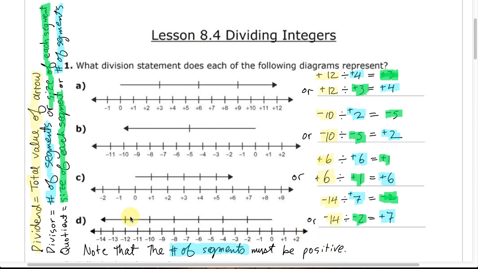So for that reason, this model starts to break down a little bit when you try to take a look at a positive divided by a negative. Because a positive divided by a negative is going to be a negative, and so both the number of segments and the size of each segment would need to be negative, but of course the number of segments is supposed to be positive. So you can only do a positive divided by a positive, as we did here, a negative divided by a positive, or a negative divided by a negative. You notice that in all of these examples you never see a positive divided by a negative. That can't be modeled with the number line.